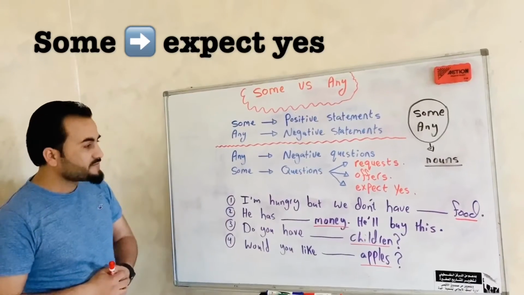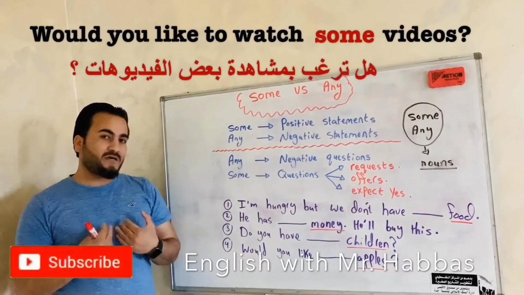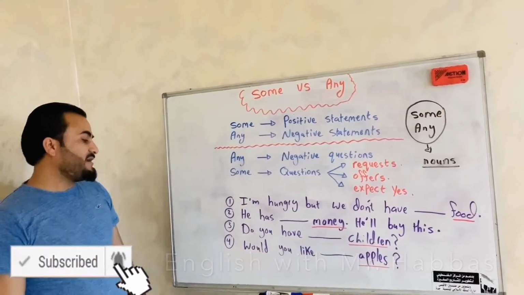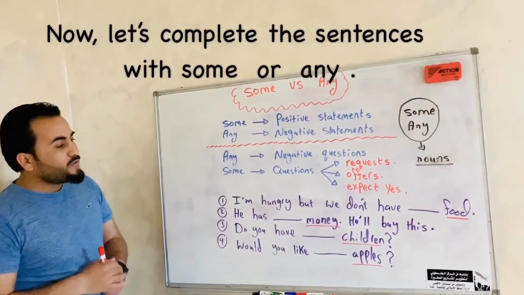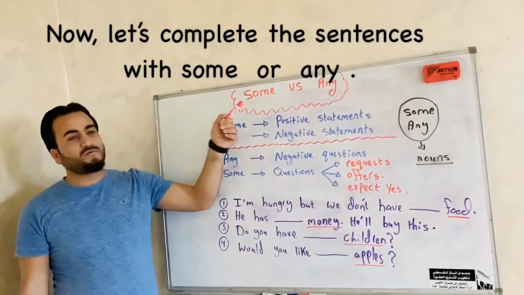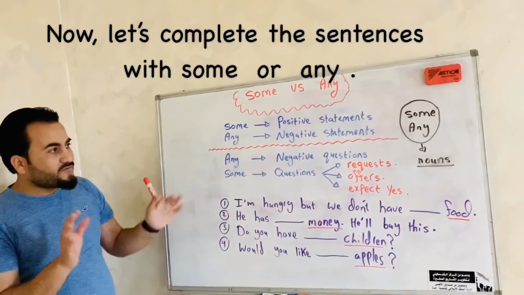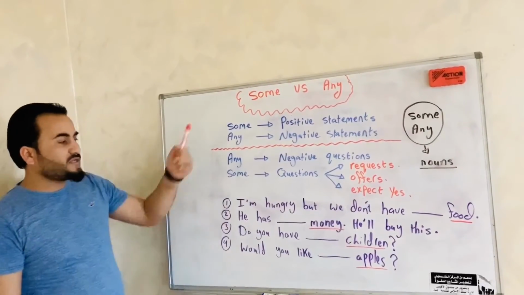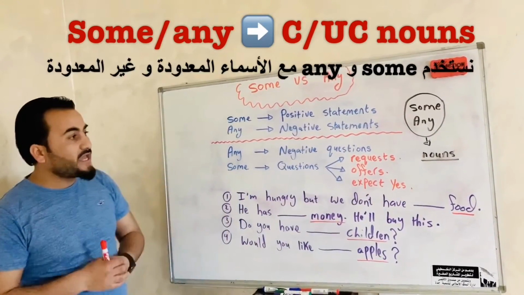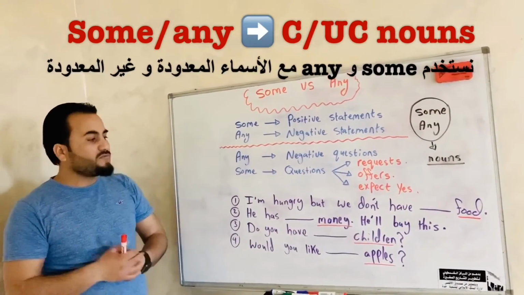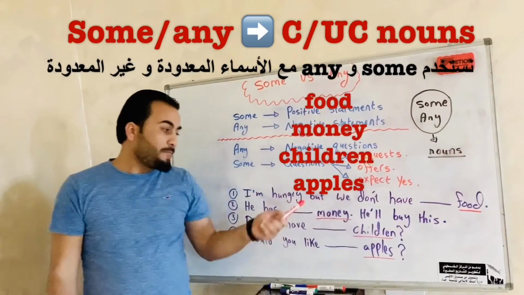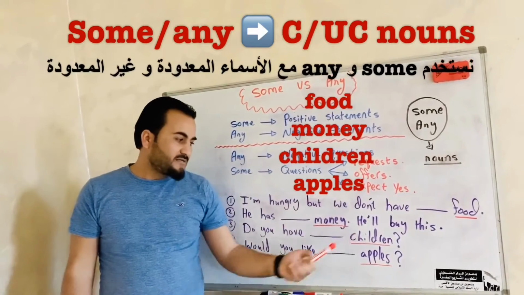For example, would you like to watch some videos? Yes. Very nice. Here I have 3 sentences. We are going to complete them with either some or any. Of course, as you all know, we use some and any with nouns, whether it's a countable noun or uncountable noun. The nouns here in these sentences are food, money, children, and apples.